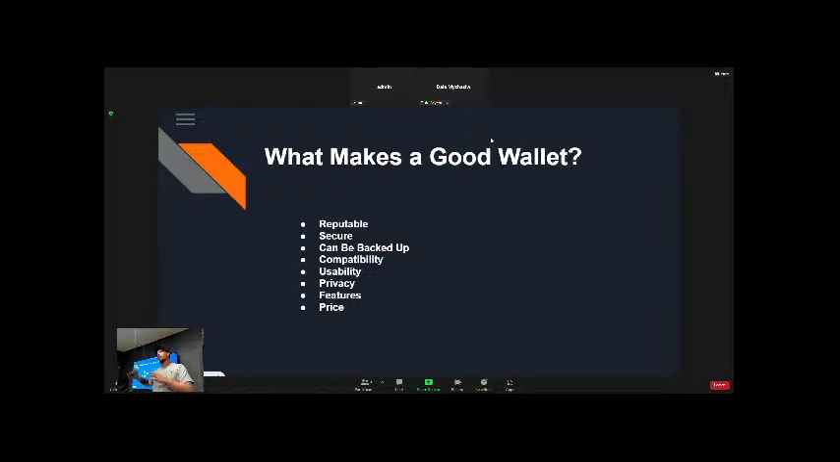Features is another really important thing. Is it going to do what you want it to do, right? That kind of goes hand in hand with the usability. It's more about the things that you want, and how it looks, and do you like the way it feels? And then price. Hot wallets are typically free, but once you get into cold storage, they can cost money, right? So it's really important to know what fits within your budget. Price is important to everyone.